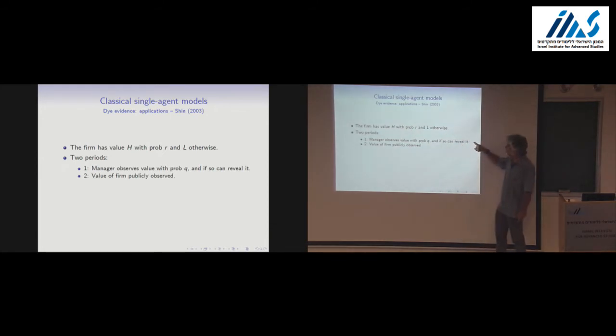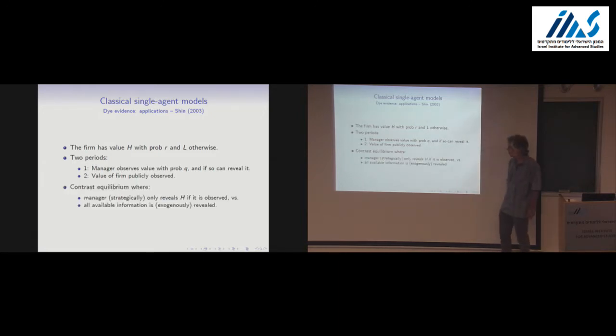The manager is going to observe the true value with probability q in the first period, and if he observes it, he can reveal it, exactly as in the dye model. In the second period, the firm's value will be publicly observed. We're going to compare two types of equilibrium.